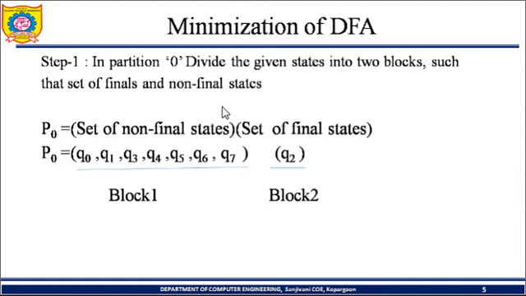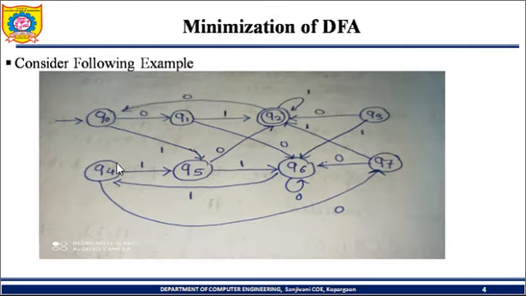So in the first step, what do we need to do? We need to find partition 0, that is P0. In that we divide the given states into two blocks, such that one block consists of the set of final states and another block consists of the set of non-final states. Here in the given transition diagram you can see Q2 is the final state and all the remaining, that is Q0, Q1, Q3, 4, 5, 6 and 7, are non-final states.